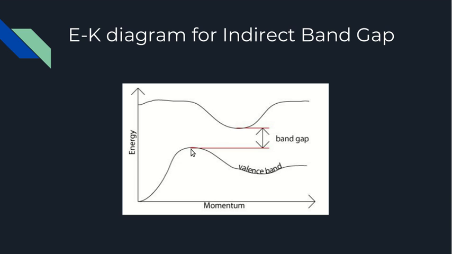Here the maximum of the valence band occurs at a momentum less than the momentum at which the minimum of the conduction band occurs.